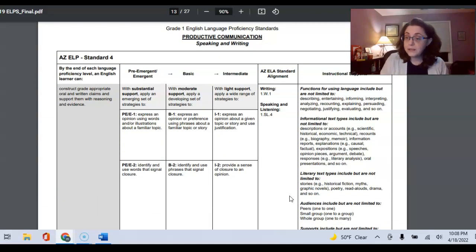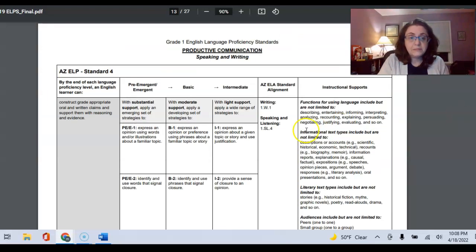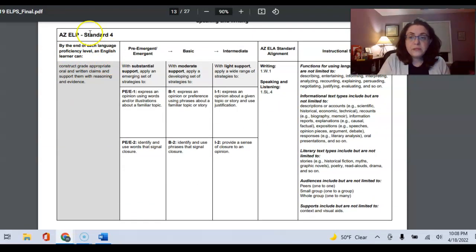So let's say you're doing a writing standard, for instance, standard 4. When you go to do your lesson plan, you're not going to put this little part right here. It's got to be really detailed. So you want to put what's in this column here. And remember, this is for the lowest ELs, this is for basic, and then this is for intermediate students. So your standard would read something like ELP standard 4, B1, if this is the one you want for them to do, B1, and then you would write out: express an opinion or preference using phrases about a familiar topic or story.